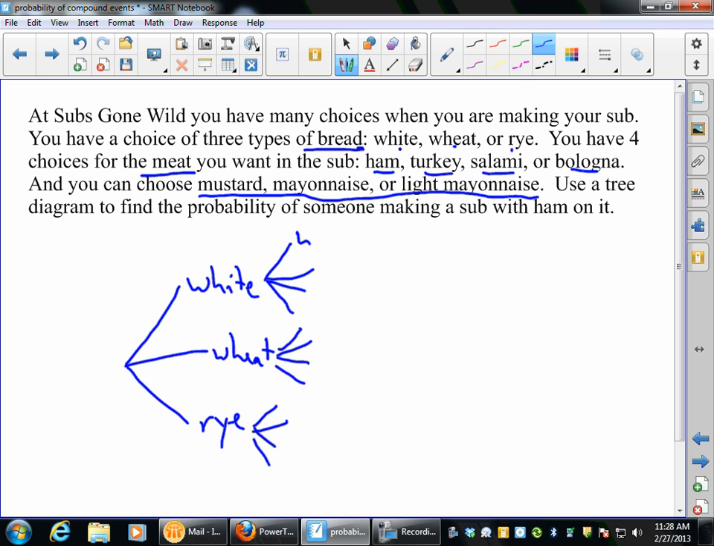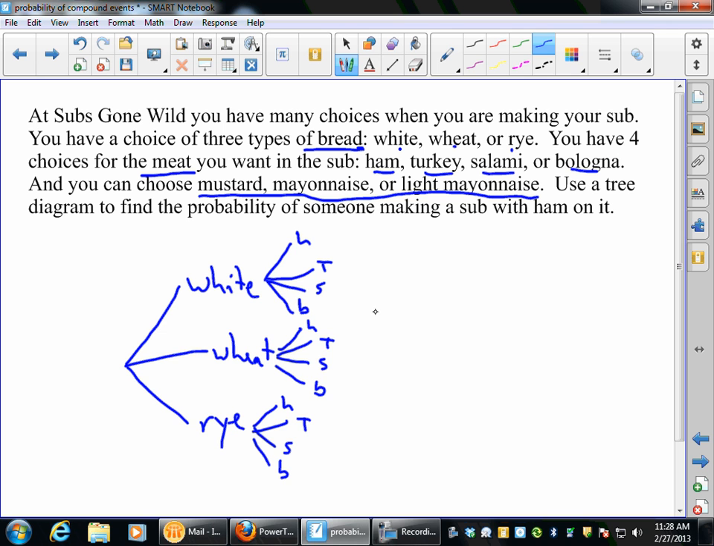They are for ham, turkey, salami, or bologna. And it doesn't matter what I choose for my bread, I have the same choices for the meat no matter what. So those are all going to be ham, turkey, salami, bologna, ham, turkey, salami, bologna, ham, turkey, salami, bologna.